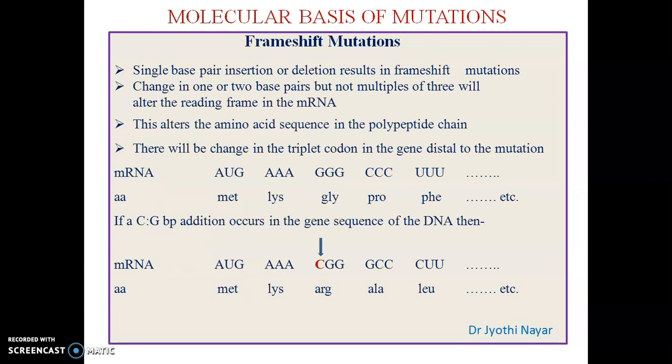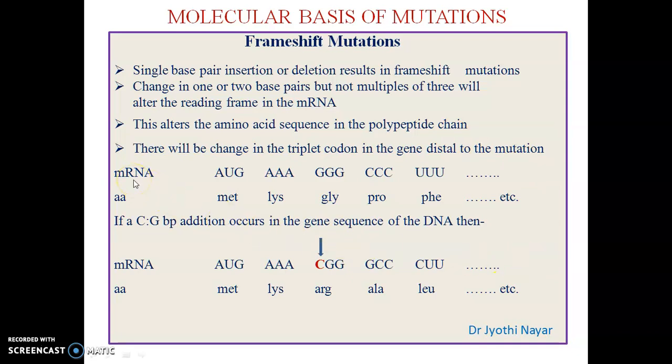The third type is a frameshift mutation. When there is an insertion or deletion of a single base pair or 2 base pairs, you find that there is a frameshift mutation. It should not be in multiples of 3. When such changes occur, there will be an alteration in the reading frame of the mRNA. This alters the amino acid sequence in the polypeptide chain, which will be distal to the point of mutation.